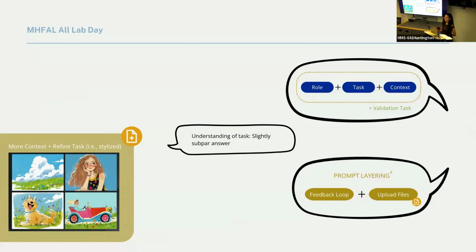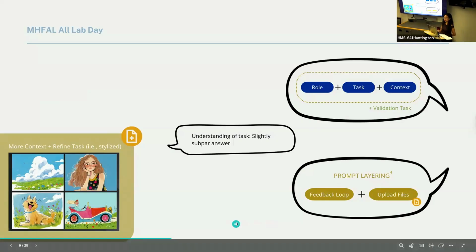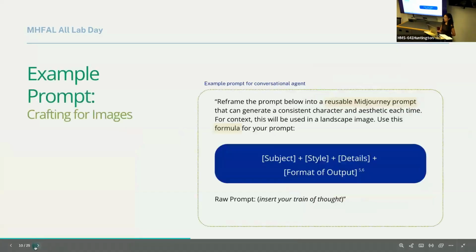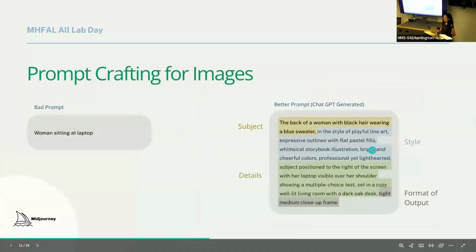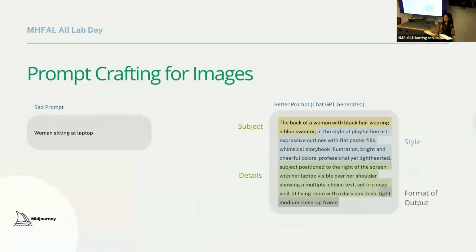So if you wanted Monet, it would be Impressionism, and you would just use that word over and over and over. But this is pretty general, so it created, let's see, this was the style. It's quite long. So it's more than just a single word like Impressionism or pop art. It's like playful line art, expressive outlines, whimsical storybook illustrations. So this is what it came up with. But this was generated by ChatGPT.